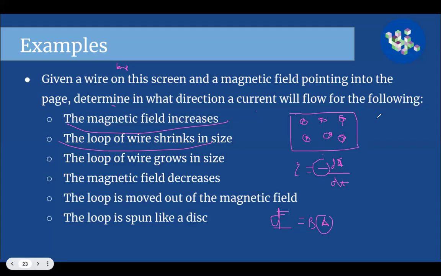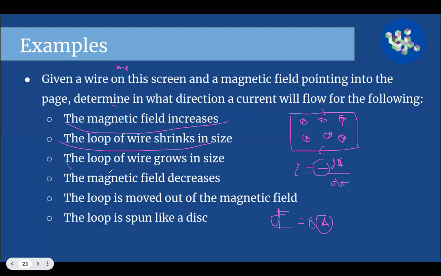Because the change in flux is pointing out of the page, a current needs to be induced so that there will be a magnetic field pointing into the page. And how does that happen? That will happen if I have a current moving clockwise, because this way, with the right-hand rule, the magnetic field will point into the page, which is the opposite direction of the change in the flux.